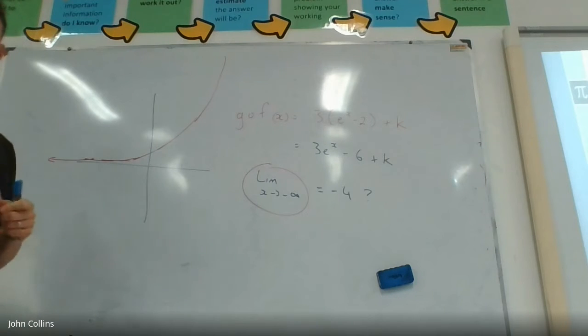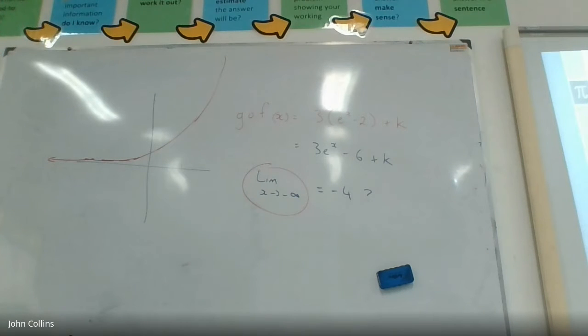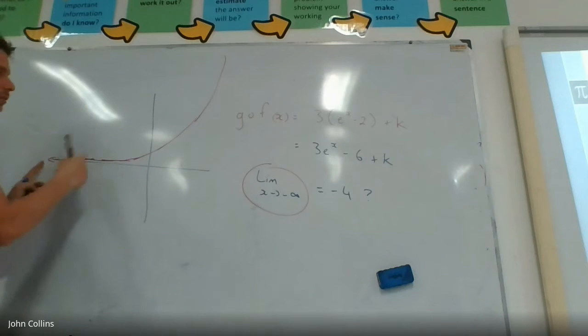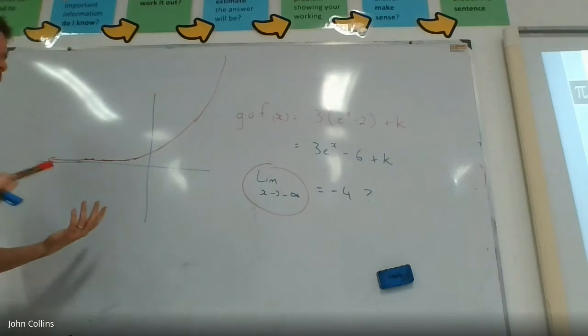What's it tending towards? What value? Output value. So the input is negative infinity. What's the y value? What's the y answer? Yeah, it's getting closer and closer to 0. It never actually reaches 0, but for all purposes, it's going to be 0. So it's getting towards 0.